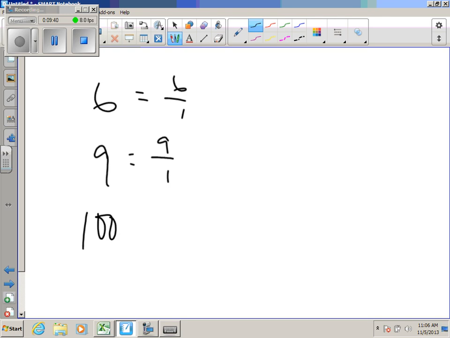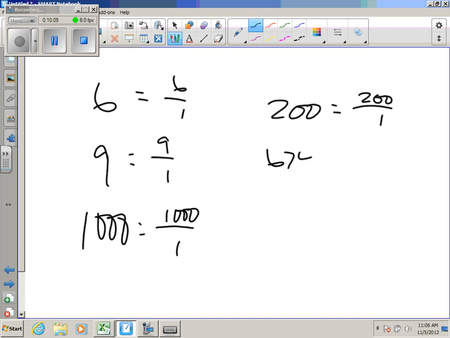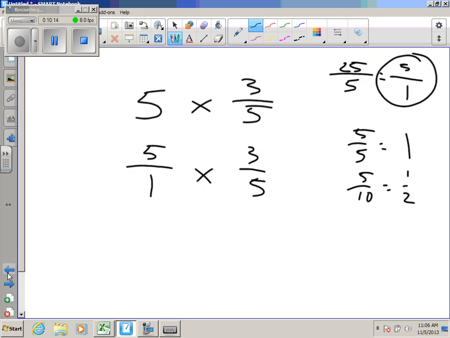What's 1,000? Give me a number. 200 is what? Okay, you got it? Or should we do a whole page worth? Eli? Sure. 674? Over 1. If you're going to make it, put it in fraction form.